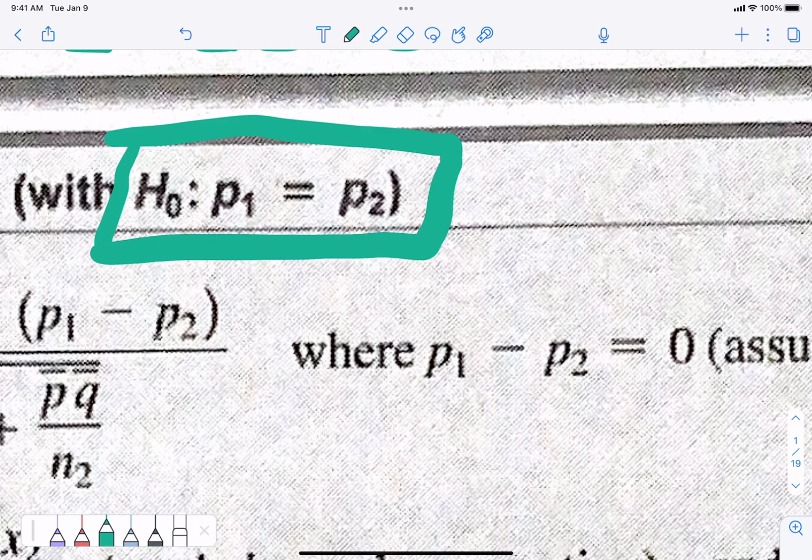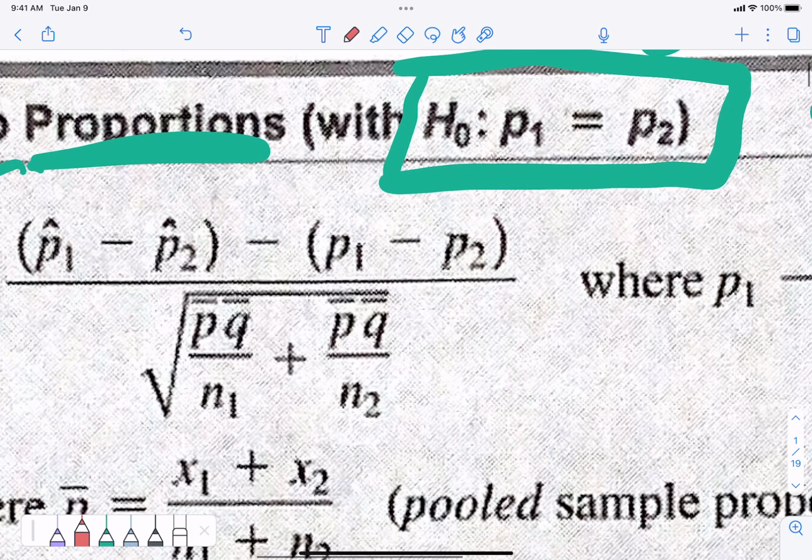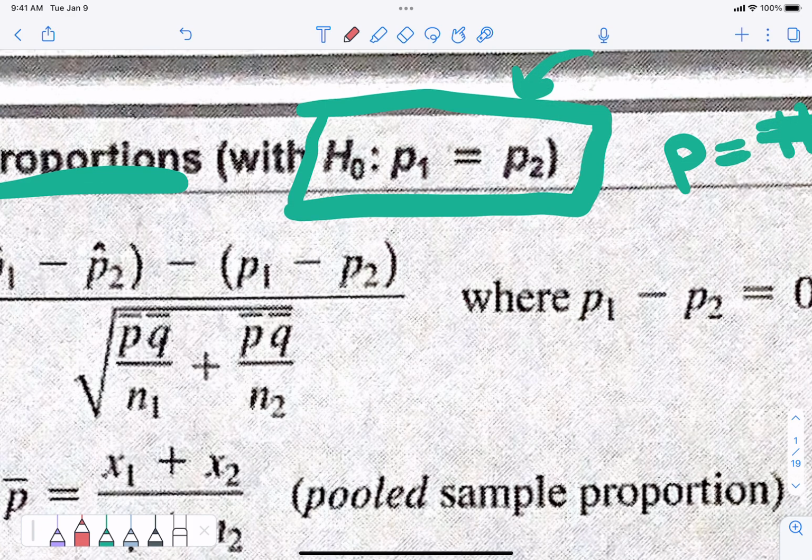But instead of it being P equal to a number, it's not like that anymore. It's P1 is equal to P2. Okay, ready? Good? Confusion? Okay, now I'm going to show you in this formula one thing that always takes place.